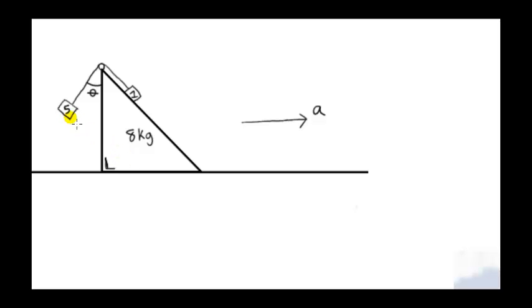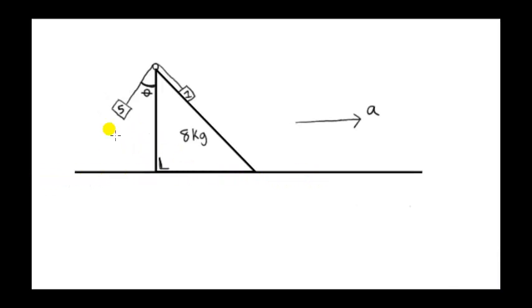In this example, a 5 kilogram particle is attached to a 1 kilogram particle by a light inextensible string. We have a right-angled wedge of mass 8 kilograms. As soon as the system is released from rest, the 5 kilogram particle flies out and maintains a constant angle theta from this surface. The wedge rests on a perfectly smooth horizontal surface.